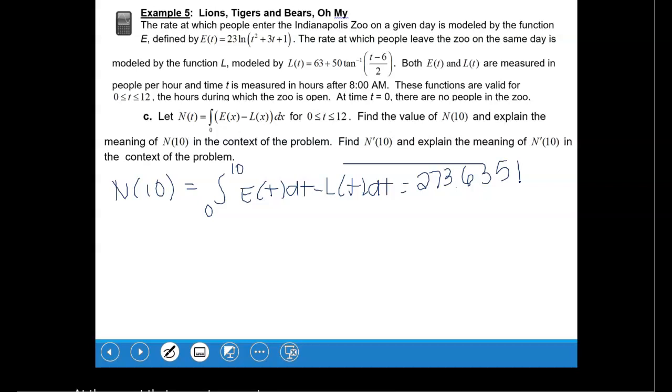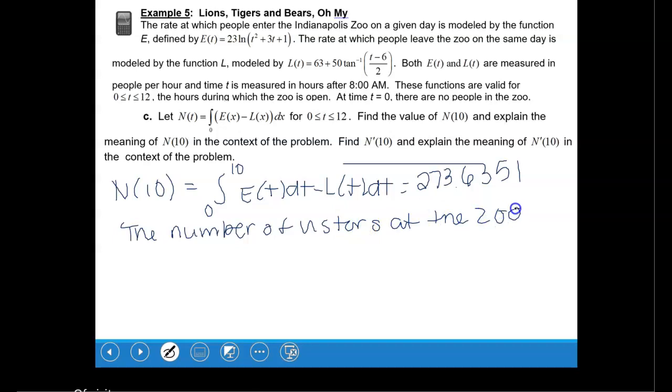So N of 10 represents the number of visitors at the zoo at 10 hours after opening, or 6 p.m. So it represents the number of visitors at the zoo at 6 p.m., or at 10 hours after opening.